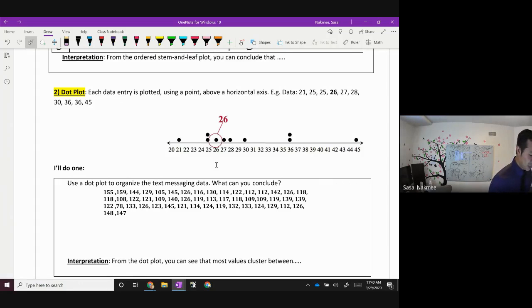So for the data 21, 25, 25, 26, and so on, I would go on this number line and make a dot where that data is. So 21 has a dot there. There are two 25s, which is why there are 2 dots at 25. They represent both data points. Then there's 26, 27, 28, and 2 more points at 36, so there are 2 dots there and a single dot at 45. A dot plot is super straightforward, super easy. All we're doing is drawing dots on a number line.